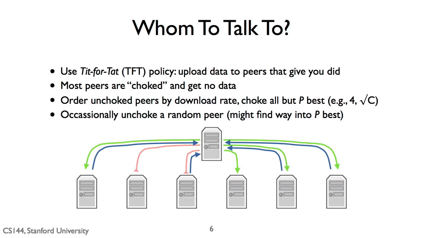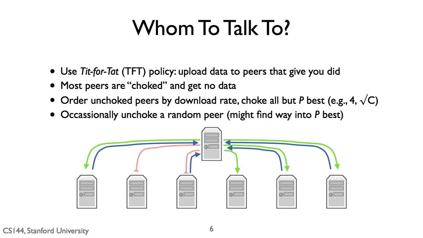The way this works is through choking. Most peers are choked, and so you send no data to them. BitTorrent measures the rate at which it is downloading from each of its peers and picks the p best of them. P is usually a small number, like 4 or the square root of the number of peers. It then unchokes these p peers and sends data to them. This algorithm is called tit for tat. You send data to nodes that send you data.